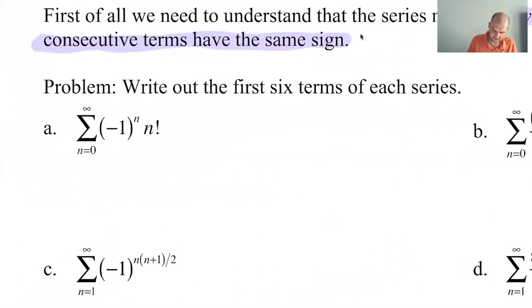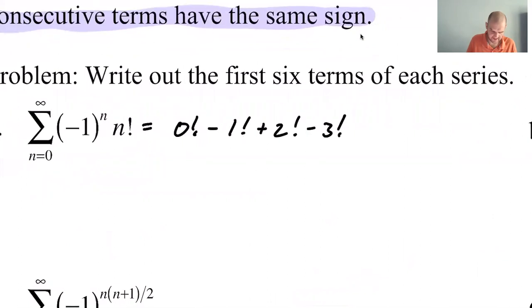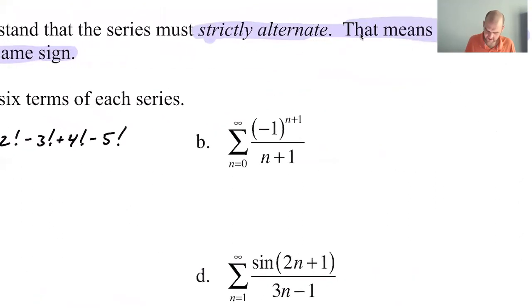So here, write out the first 6 terms. I'm not going to expand them. I'm just going to write 0 factorial minus 1 factorial plus 2 factorial minus 3 factorial. Every time it's even, you get plus. Every time it's odd, you get minus. And that should be 6 terms, approximately. This is alternating, right? We're going positive, negative, alternating for sure. That's good. How about this one?